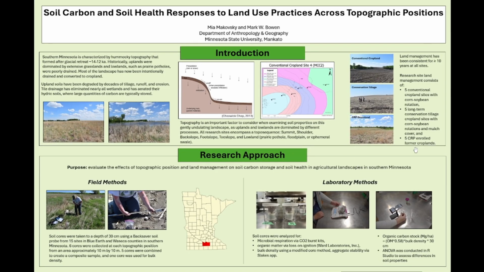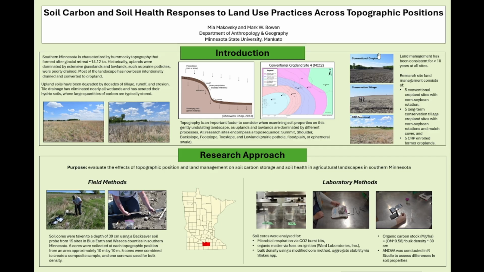For our land management selection, all of our land management sites have been consistent for 10-plus years. These farmers have not changed their land management type in that time. We have 5 topo sequences, or 5 sites, that are under conventional cropland with corn-soybean rotation, as well as 5 long-term conservation tillage cropland sites with corn-soybean rotations as well, and mulch cover on those fields. Last but not least, we have 5 CRP-enrolled former croplands.